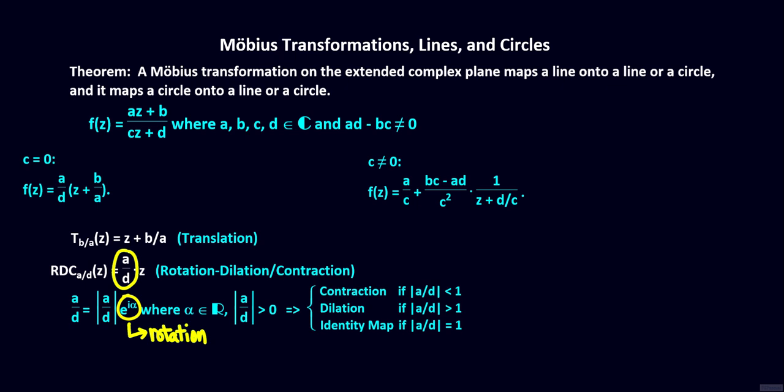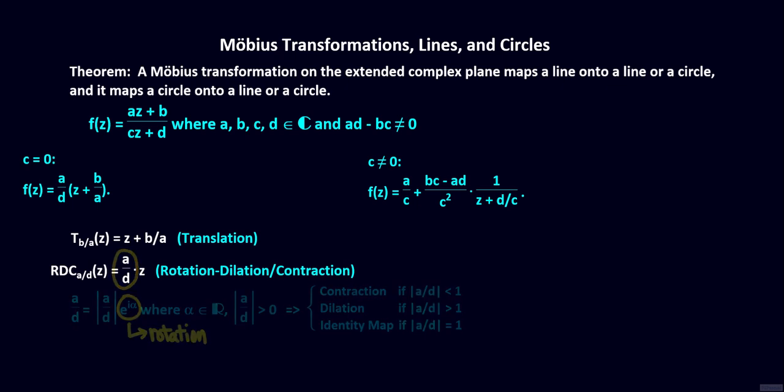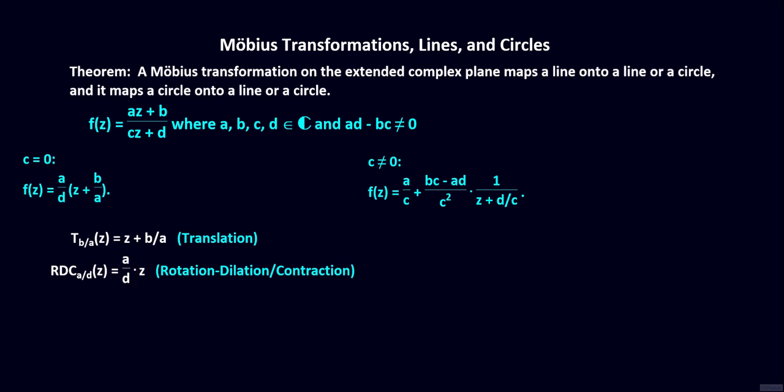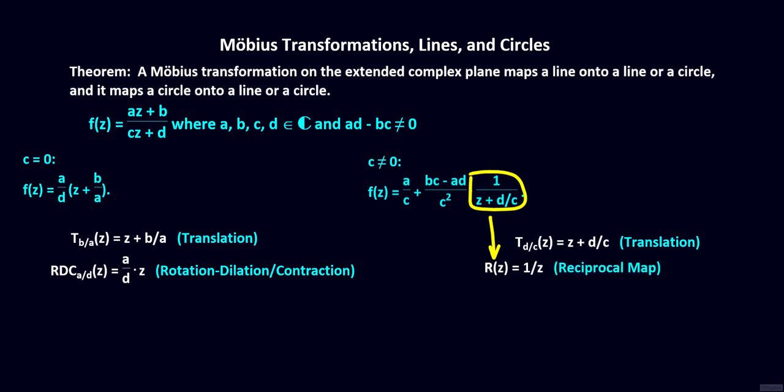If c is not equal to 0, then f of z can be decomposed in the following way. We start with a translation. We call this translation T sub d over c. T sub d over c of z is z plus d over c. Then we have the reciprocal map, R of z equals 1 over z.